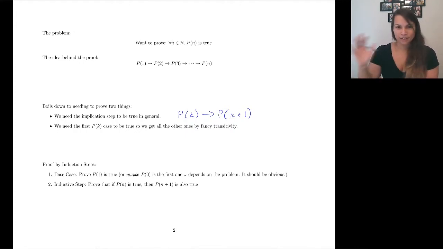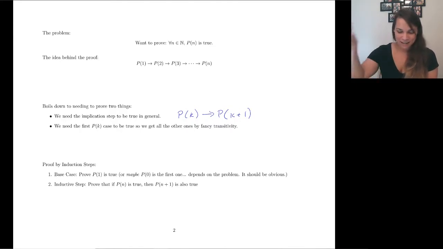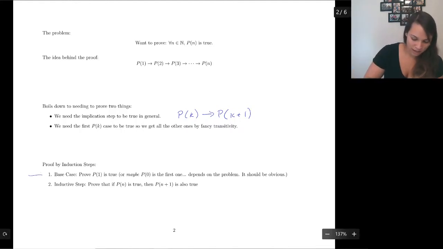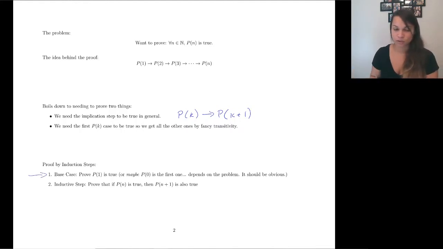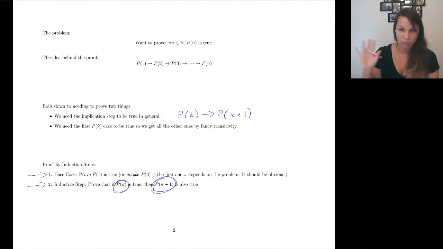I feel like a broken record at this point, but I am going to say it again. When you are doing your induction proof, you will always start with your base case. You will prove P of 1 is true, maybe P of 0, depends. And then you will have your inductive step where you say, I assume that P of n is true, and I need to prove that P of n plus 1 follows, because if that works, then I get this whole domino effect.